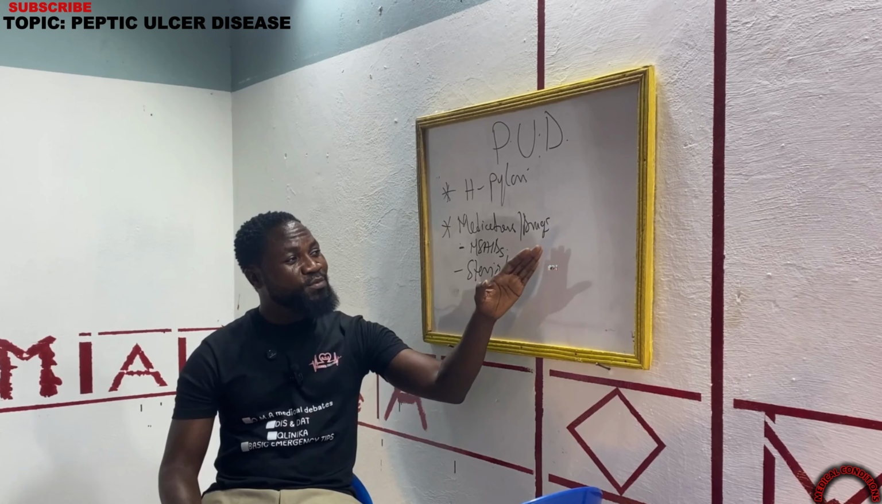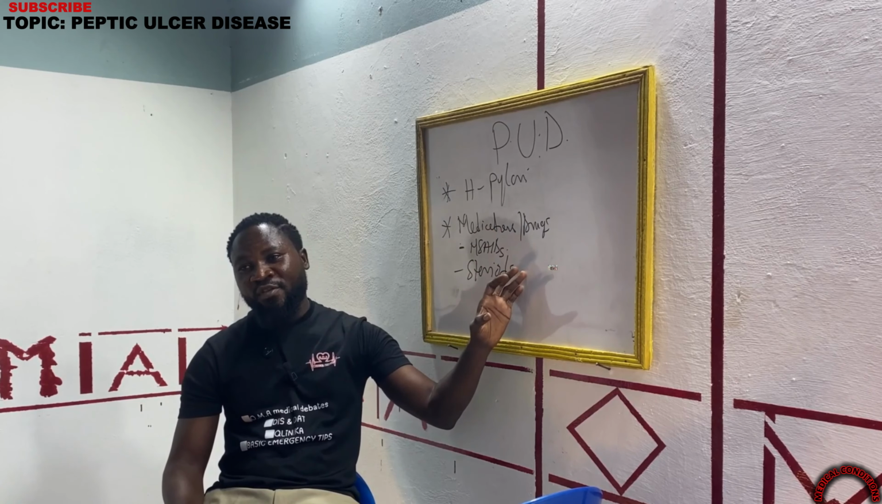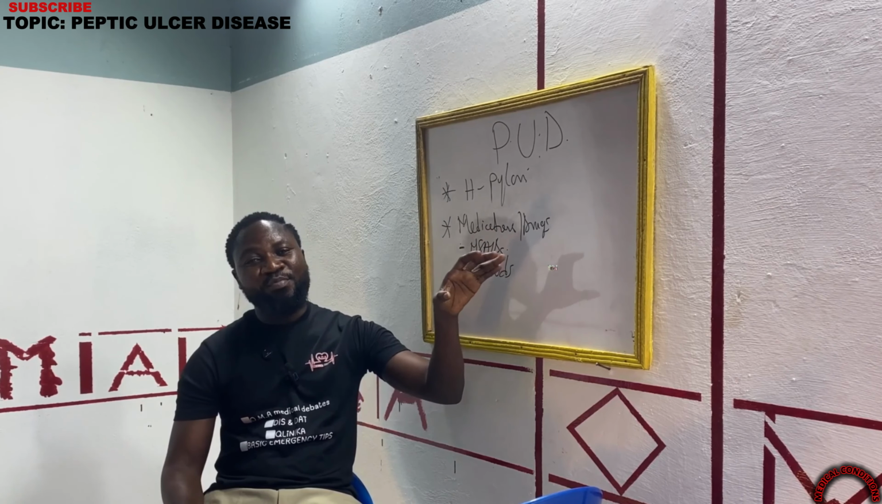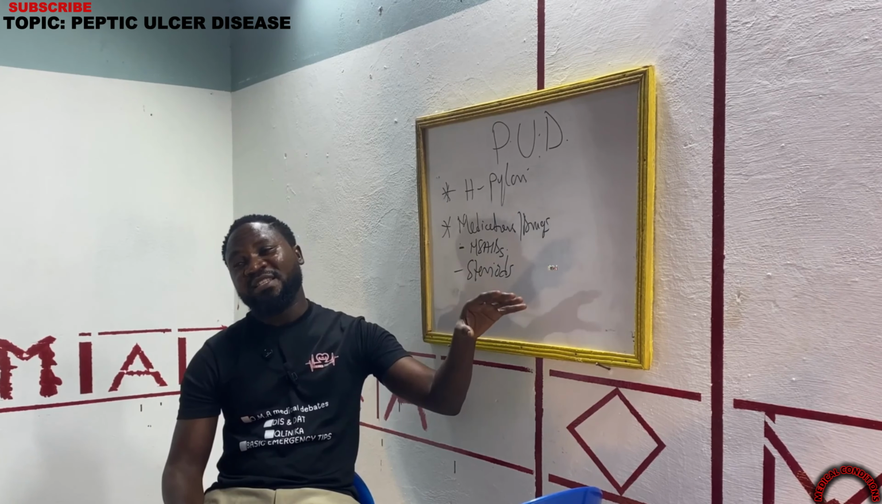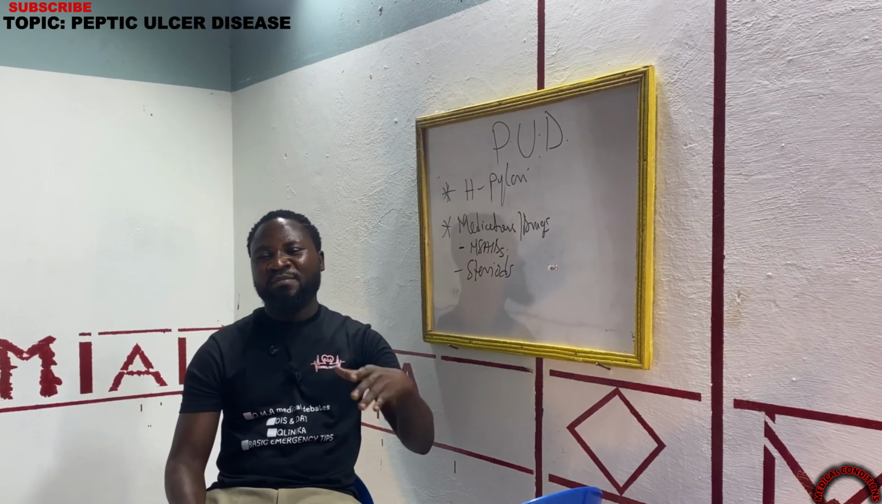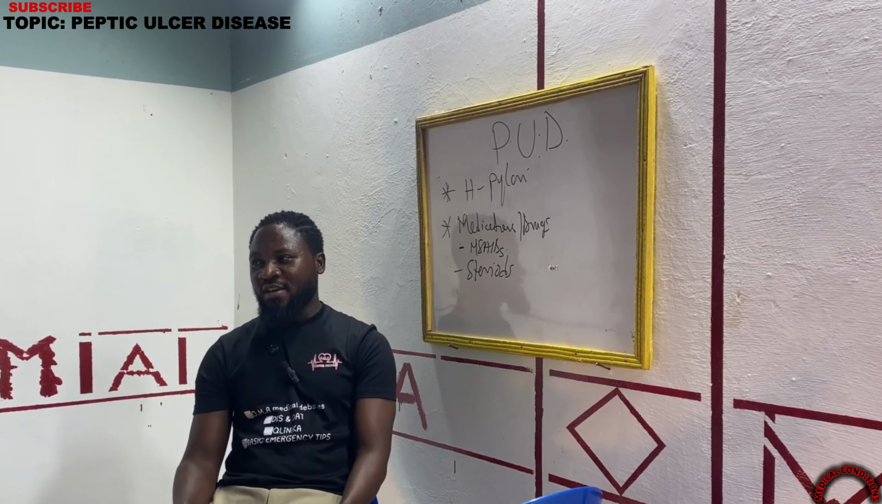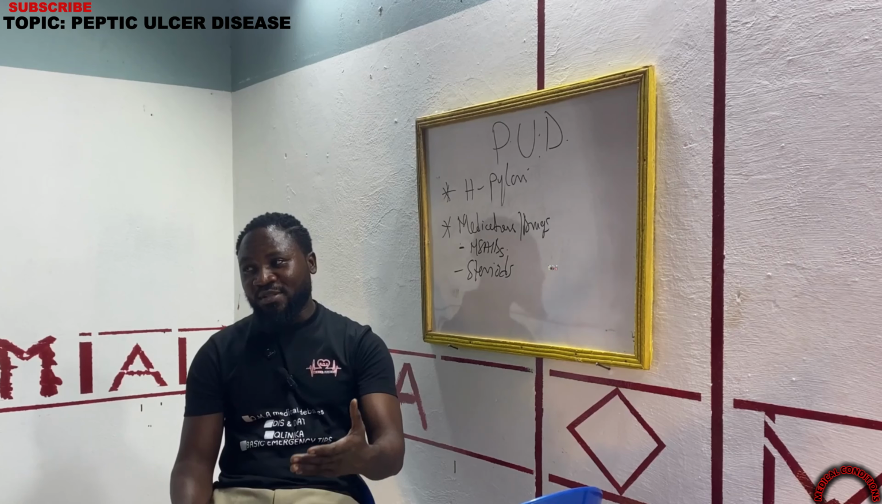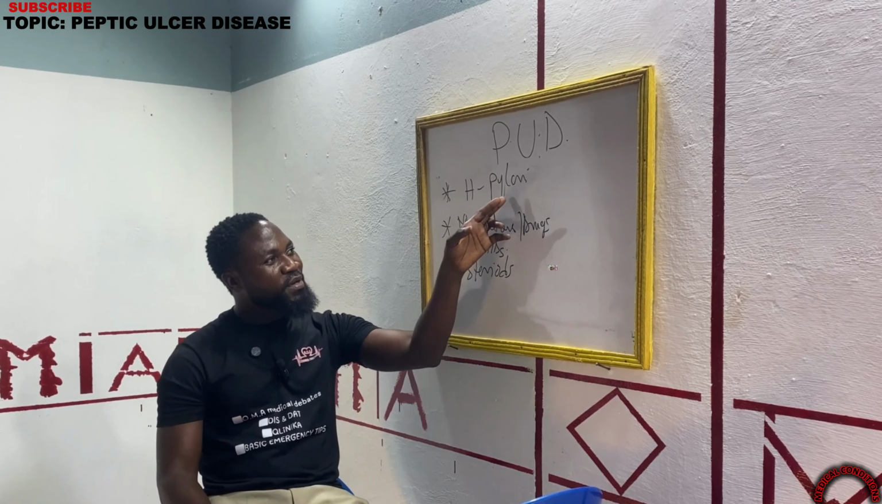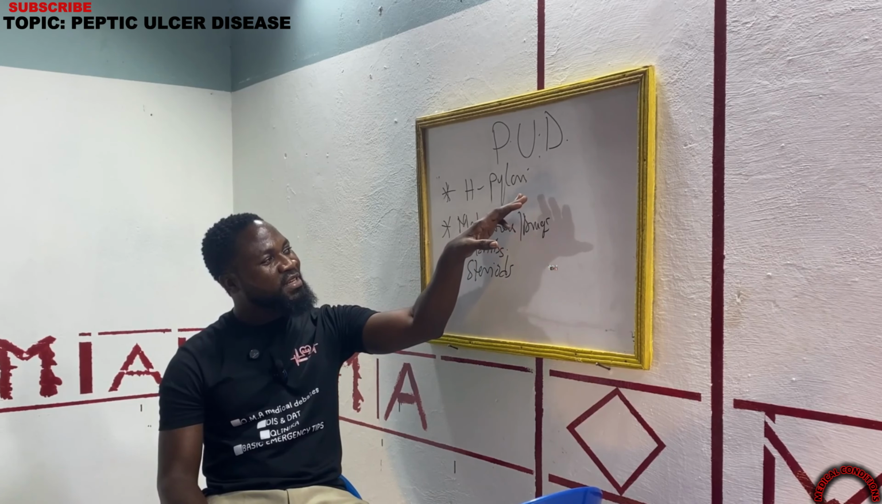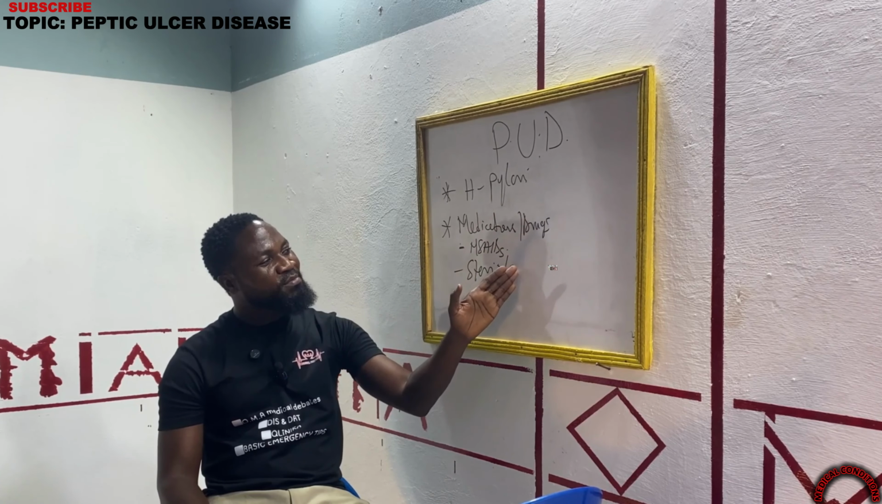So if you are taking in something that is going to prevent this protective layer from forming, or that is going to prevent the activities of this protective layer, basically you are going to develop a sore. And that sore is what you are going to term as what? Ulcer.